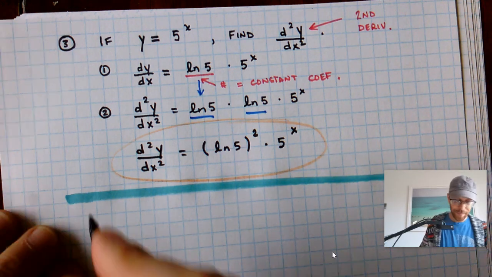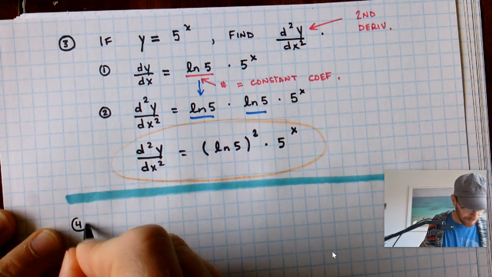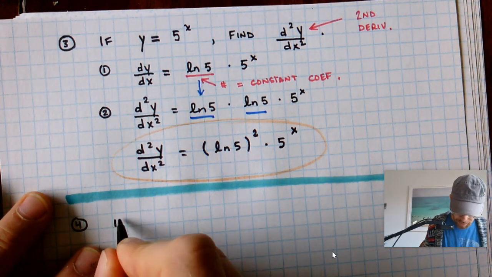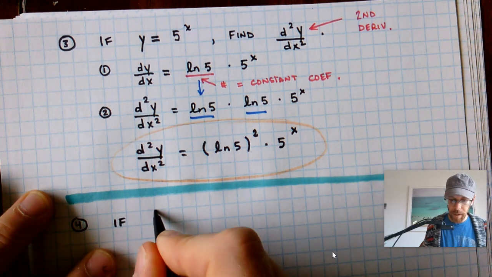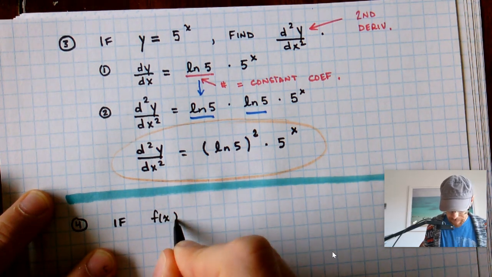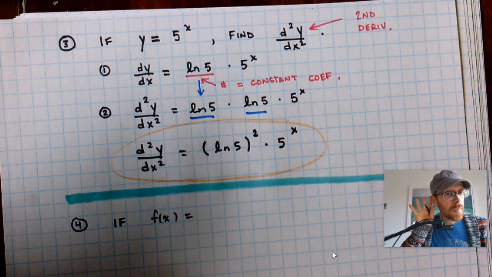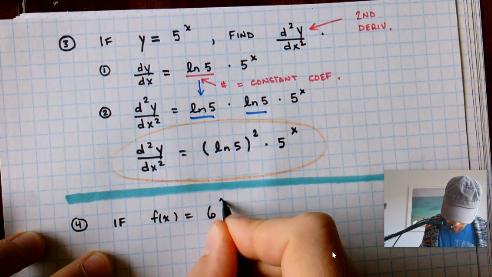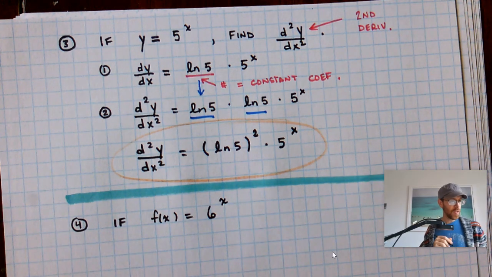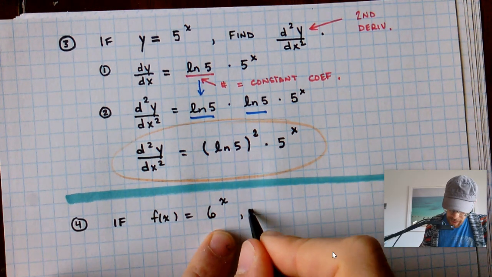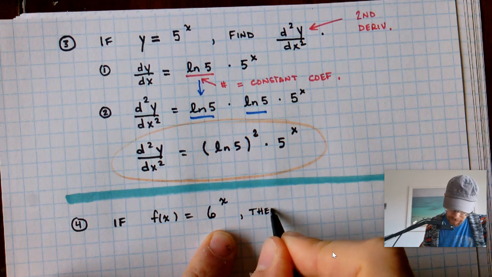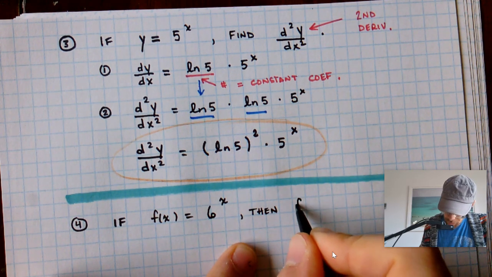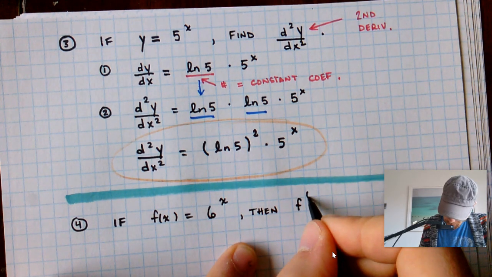Here's an interesting one. I'll tell you what, give me another number. 6, all right. f of x is equal to 6 to the x. Then I want you to tell me what this is equal to.